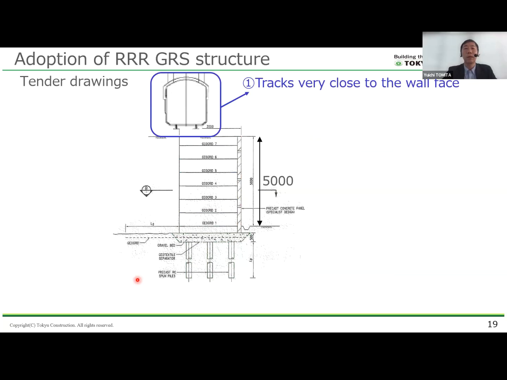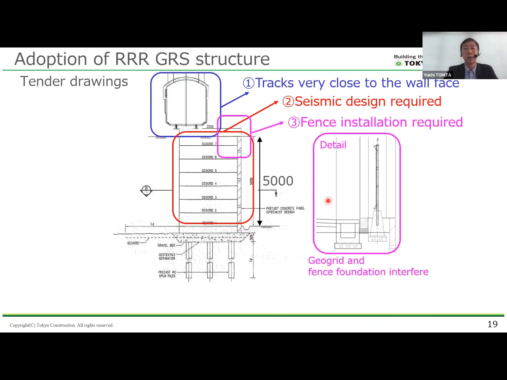First, railway tracks of the depot and the storage lines are located very close to the wall face. However, the facing consists of discrete panels, which doesn't ensure sufficient stability of the backfill close to the wall face. Second, after the contract award, the client required an additional design check about seismic stability. However, it is difficult to ensure sufficient seismic stability with this wall using discrete panel facing. Third, the client required a fence on top of the wall, but with a discrete panel facing, the geogrid and the fence foundation interfere, so the fence cannot be supported stably.